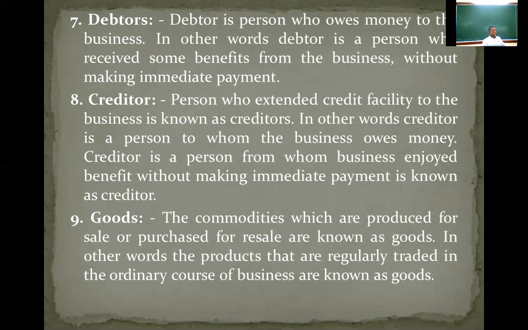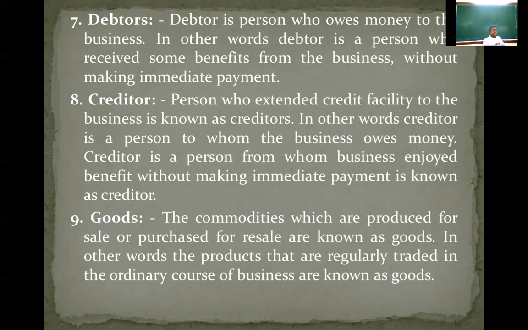Or in very simple words, the person who has taken certain benefits from the business without making immediate payment is called a debtor. A person has purchased goods from our firm, but has not yet made a payment. He is going to make a payment after a month or after 2 months. That particular person is called a debtor. Understood? A debtor is a person who has taken certain benefits from the business without making immediate payment.